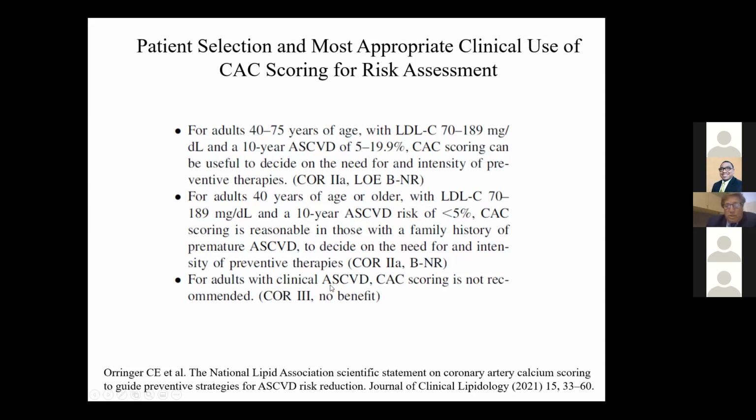For adults with clinical ASCVD, calcium scoring is not recommended. So if somebody has overt coronary artery disease, you do not need to do the calcium score.